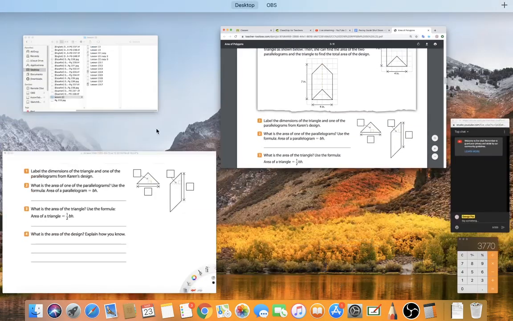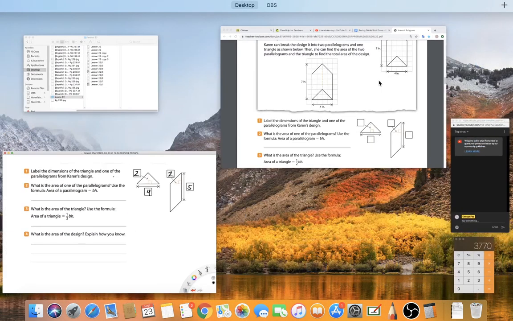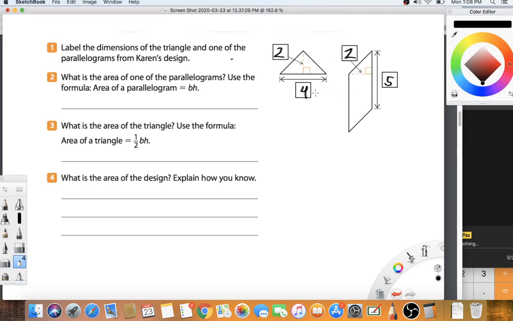So we're actually going to go on the other side. Label it real quick. So label the dimensions. We said this was 2 and this was 4. We said this height was 2 as well, and the length of the parallelogram was 5. And it was inches, right? It was inches. So inches, inches, inches, inches. So it says, we labeled them. Good. Done. Number 2, next one.